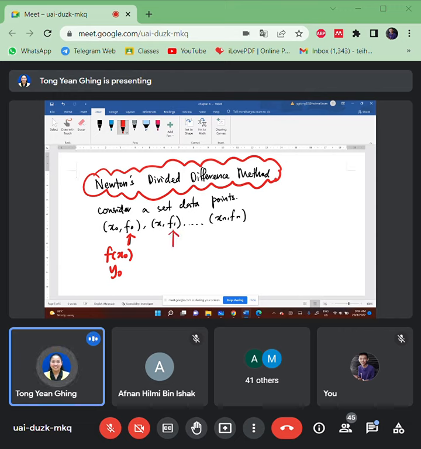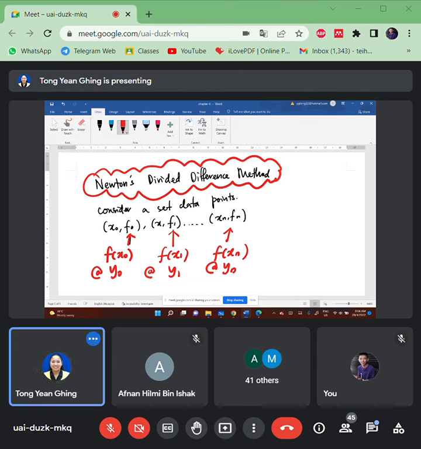So this one is similar to that one, same thing. This one is f(xn) or yn. So let's consider we have a set of data like this. This Newton divided difference method is similar to the Laplace.